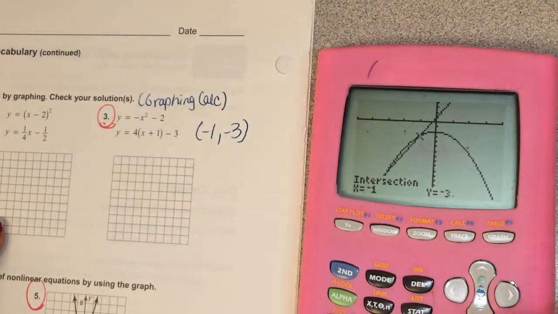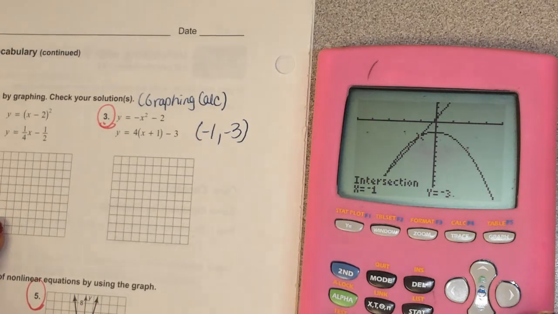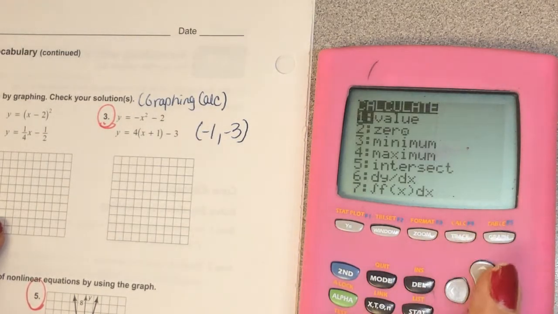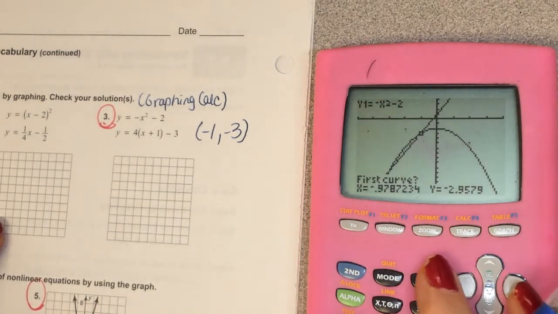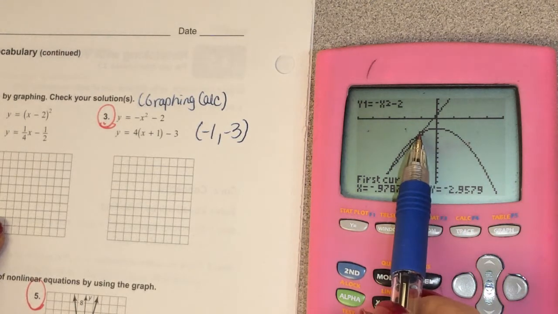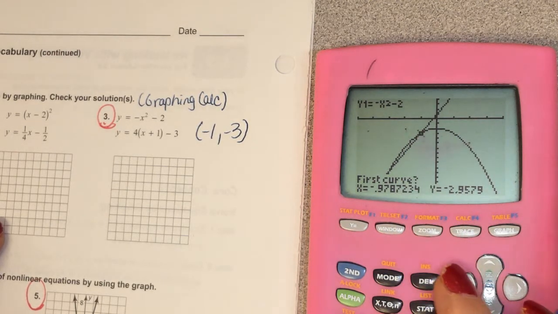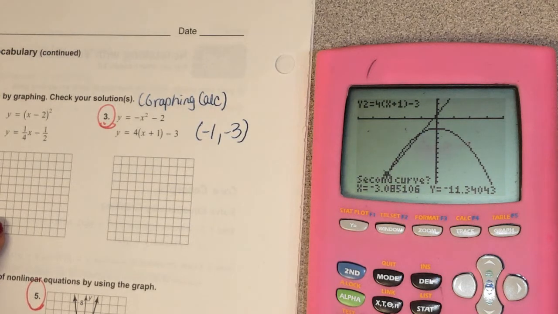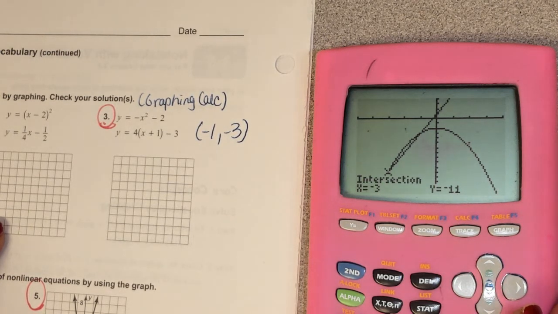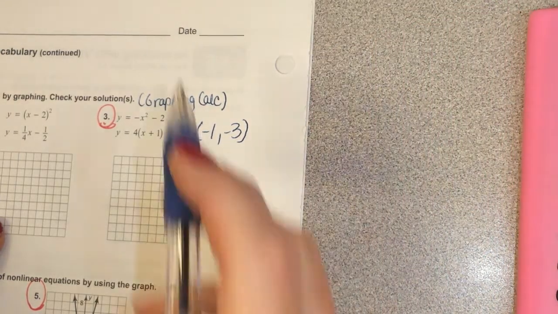Now I can see that there's another solution down here that I need to find. So I'm going to do second trace, number 5 for intersect. Now if I just hit enter, enter here, I'm going to get the same solution back. I don't want that. So I'm going to go down to the other one. I'm close to it, so I'm going to do enter, second curve, yep, enter, enter one more time, and here's my other solution. So negative 3, negative 11.